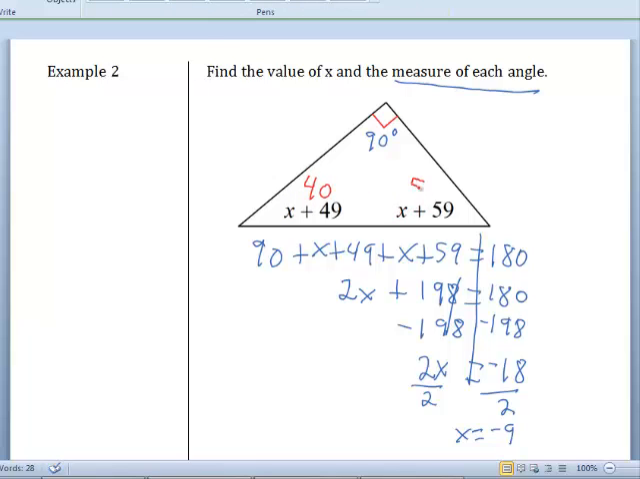So although our value of x is negative, our actual angle measure is still positive. Now, if you have a negative value of x and plug it back into your angle measure and the angle becomes negative, that's not possible. You cannot have a negative angle, just like you cannot have negative distance. It's not possible to drive negative 9 miles. All right, let's try another example.